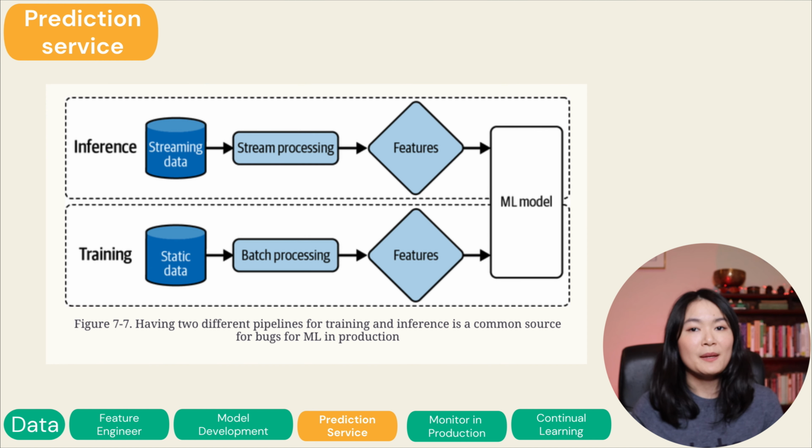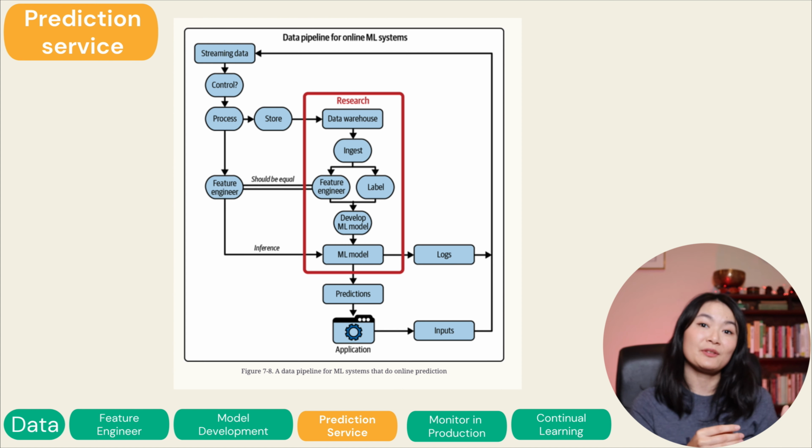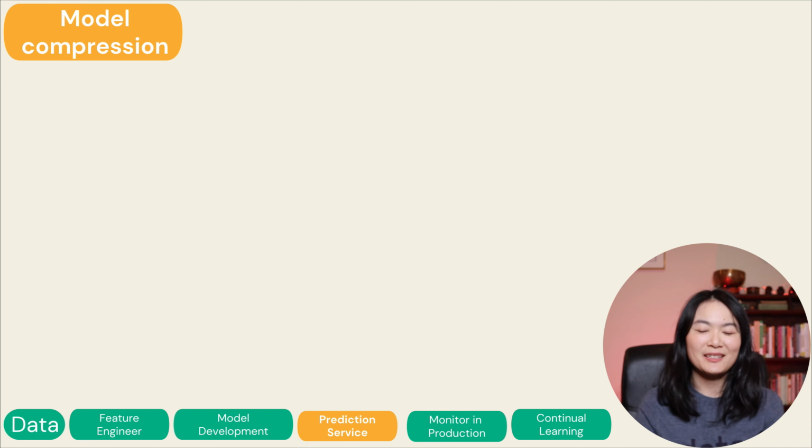Having two different pipelines for batch prediction and online prediction separately to process your data is a common cause for bugs in ML production. Building infrastructure to unify stream online processing and batch processing has become a popular topic in recent years for the ML community. One approach to reduce the time a model takes to generate predictions is model compression.